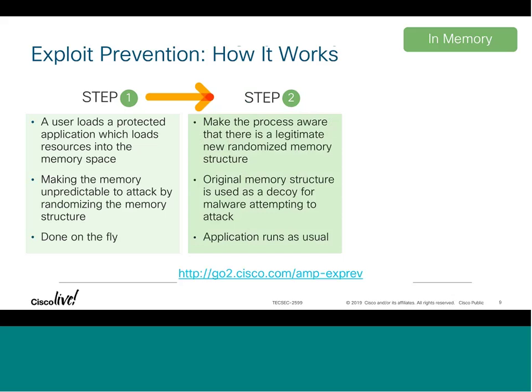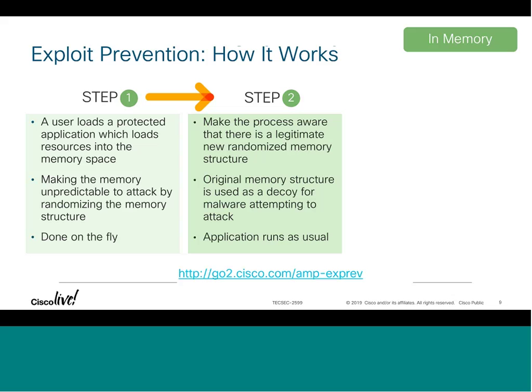What happens in the next step? In the next step, we have to tell that application that it now has a different memory allocation. You are not running from your old memory allocation now. You are now running from your new randomized memory structure that is not yet known. So we steer that memory structure and the application together so it can function properly. And then the original memory structure that the application had previously is still kept there as a decoy.